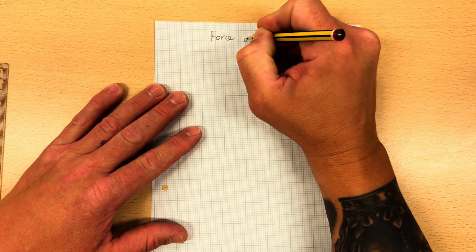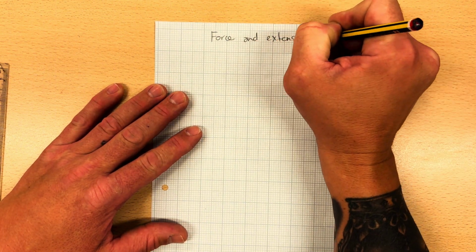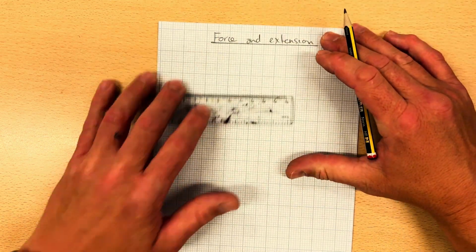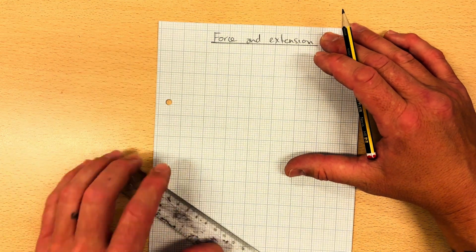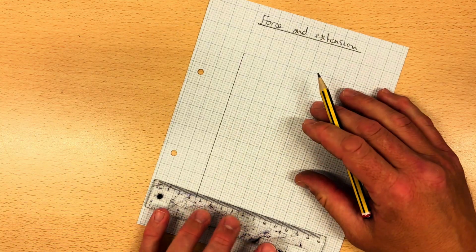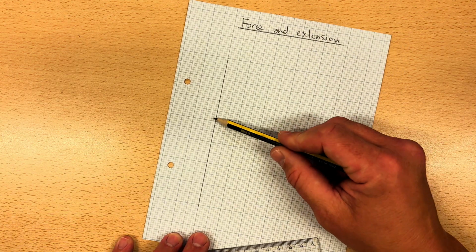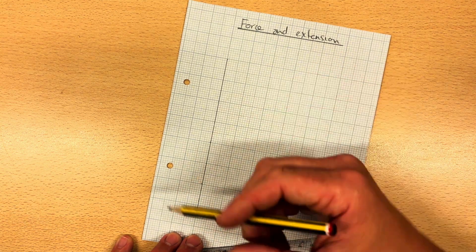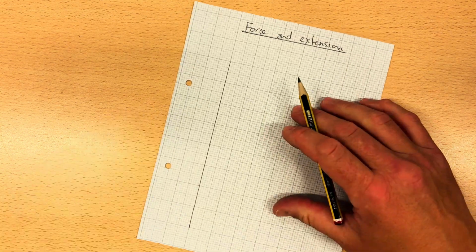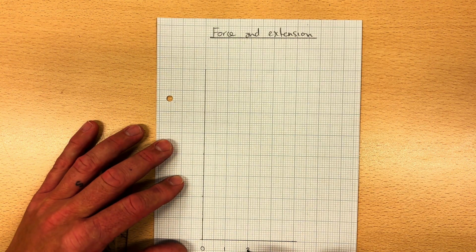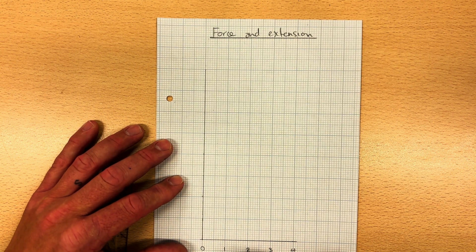I'll start my graph with a title, Force and Extension Experiment. That's what I'm going to title it. I'm going to look at a scale for my Y and X axis. There's my Y axis going down and my X axis will be going across. I'm looking at a scale that's suitable to match that dependent variable up the Y scale there and across this X axis here for the independent variable that I changed.